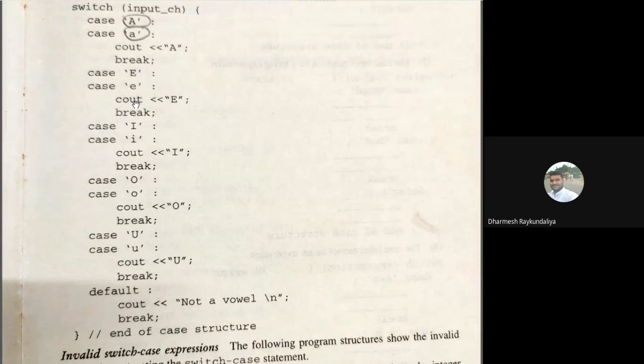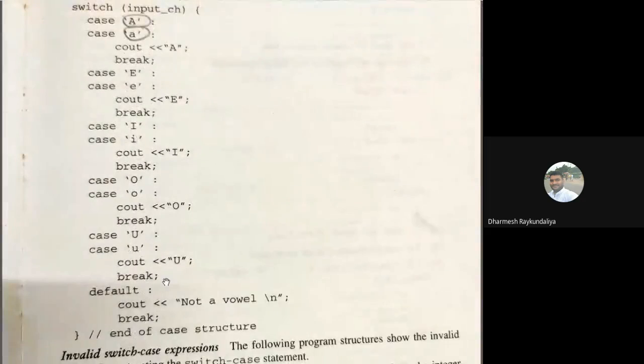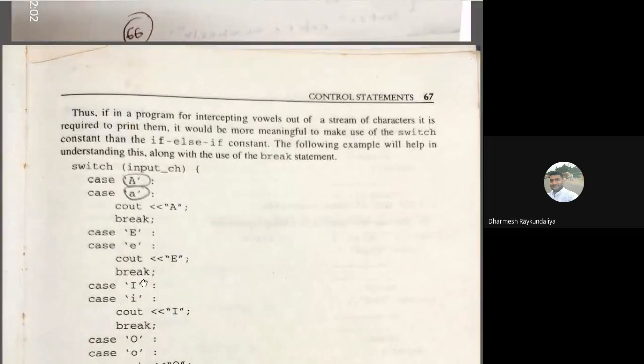And the last default statement is not a vowel. Whatever letter you entered, if you enter anything other than A, E, I, O, U, it will go to default immediately, because that expression is not matching with any one of the constants. It will come to the default and print "not a vowel". And here a break is not needed, it will work even if not given. So this is a program showing the use of the switch case break structure.